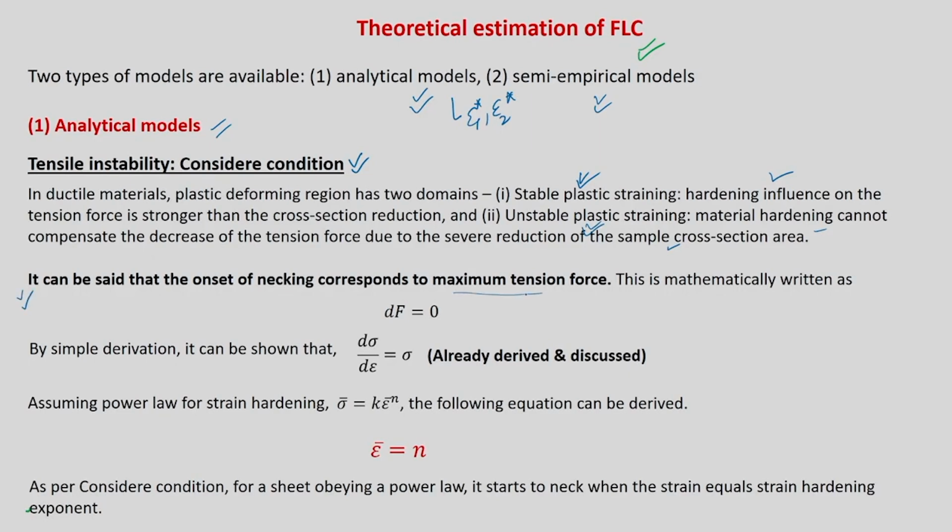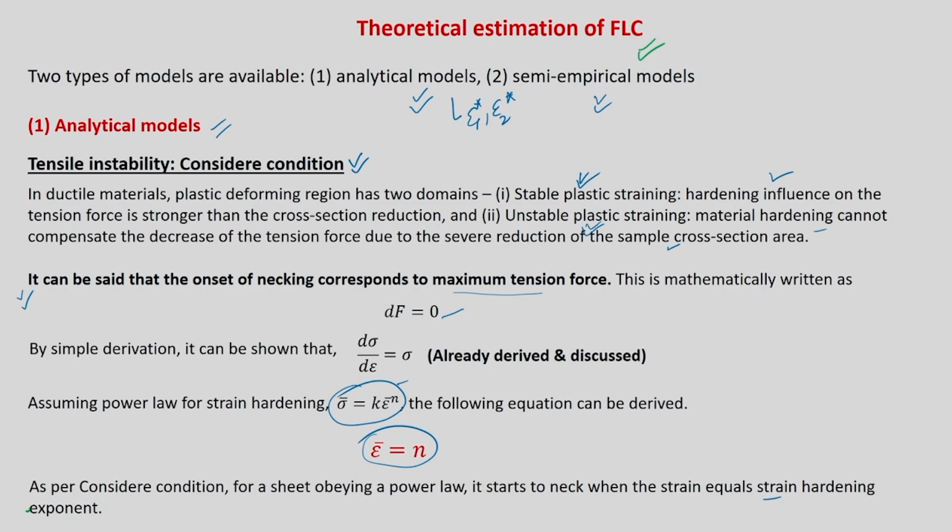At that stage, it can be said that the onset of necking corresponds to maximum tension force, and it can be written mathematically as dF equal to 0. A simple derivation we have already shown. It can be shown that 1 by sigma d sigma by d epsilon is equal to 1, or d sigma by d epsilon is equal to sigma, and if you put in this particular power law equation and derive it, we can show that epsilon u is equal to n, or epsilon bar is equal to n. It means that as per this condition, for a sheet obeying this particular law, the material starts to neck when the strain equals the strain hardening exponent of that particular material.